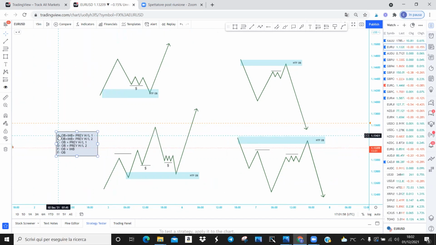We will have the A entry, the B entry, the C entry, and just F entries with not acceptable entries. So depending on if we have an A setup with an A entry, we will go with full risk. B setup with an A entry, we will go with full risk. And then I will just do a video with the correct risk management, depending on the rating of the setup and rating of the entry.